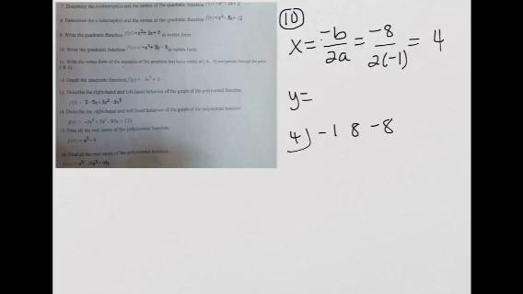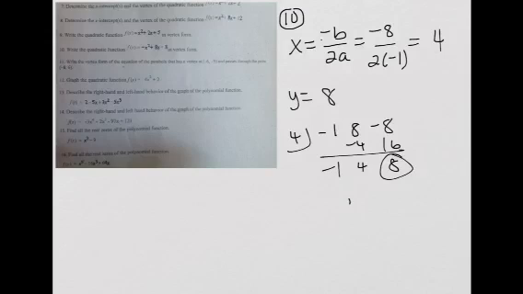Alright, so for number 10, the vertex would be negative 8 over 2 times negative 1, because a is negative 1. So negative over negative is positive, so we get 4. Okay, for the y, I put the 4 here, and I get negative 1, 8, negative 8. Bring down the negative 1. Negative 4 is 4. 16 minus 8 is 8, so it's going to be 8.